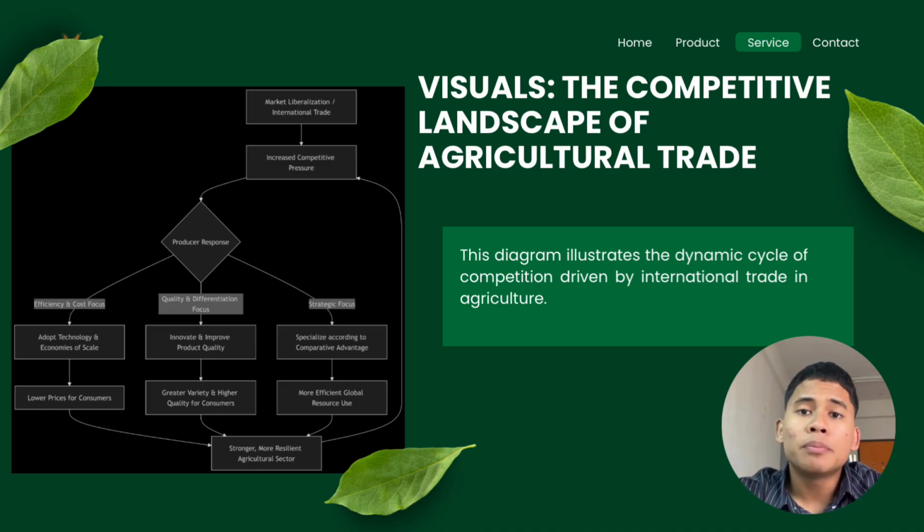Today I will be presenting a visual diagram that explains how international trade shapes and transforms the agriculture sector. We start with market liberalization, which happens when a government reduces tariffs, opens its borders, or signs a free trade agreement. This step allows agricultural products to move more freely between countries. Because of this, local farmers suddenly face stronger competition as cheaper or higher quality products from abroad enter the market.